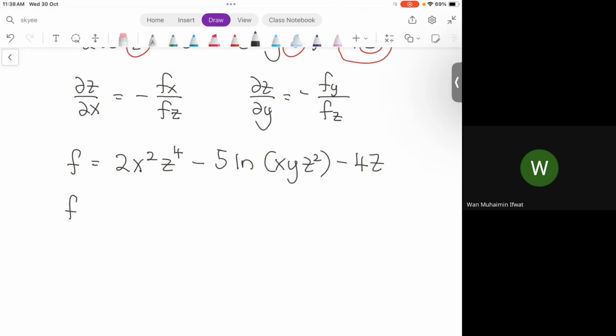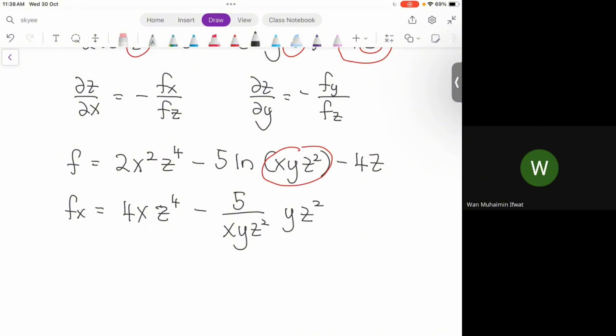Now, find out what fx is. Differentiate with respect to x. You have 4x z power 4. And then for the ln, it will be 5 over xyz squared. For this xyz squared, you need to differentiate with respect to x, so you have yz squared. And the other term is 0 because it doesn't have an x component, so you can cancel out. So this is your fx.